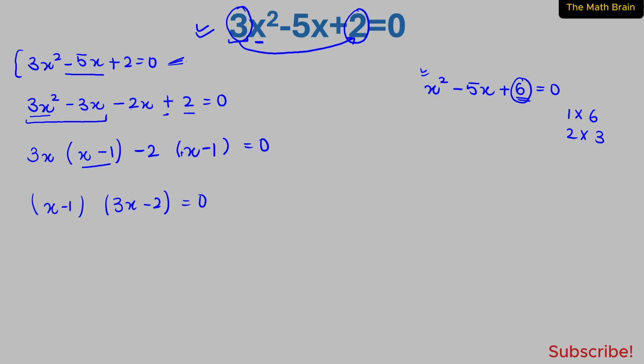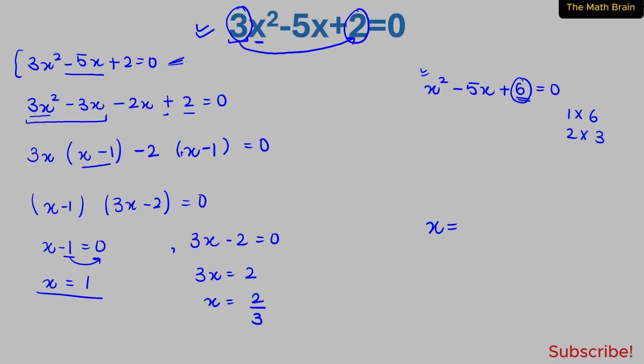Now we got two terms, x minus 1 is equal to 0 and 3x minus 2 is equal to 0. Here the value of x will be, this goes to the right hand side, x is equal to 1 and 3x is equal to 2, x is equal to 2 upon 3. So the value of x will be 1 and 2 upon 3.